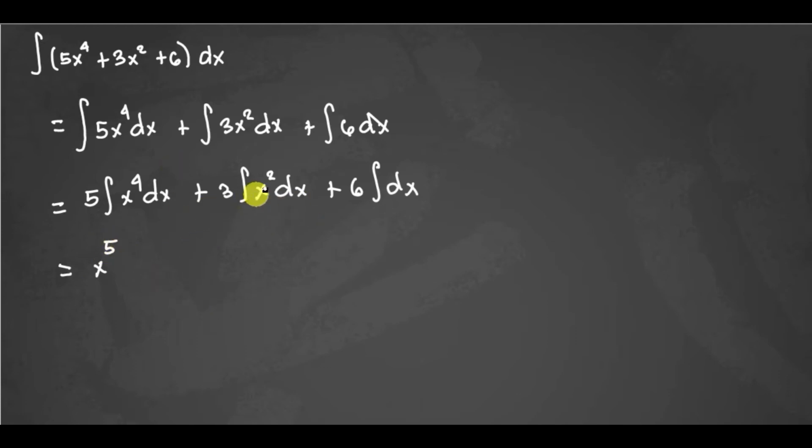Now, same process with the second term. Adding 1 to 2, we will have 3. Taking the reciprocal, the 3 here will be cancelled out. So, the antiderivative of the second term will become x to the power of 3. And for the last term, applying the first formula, this is a constant times the integral of dx. Thus, the resulting antiderivative will become plus 6x. And don't forget plus c, because we are dealing here with an indefinite integral.